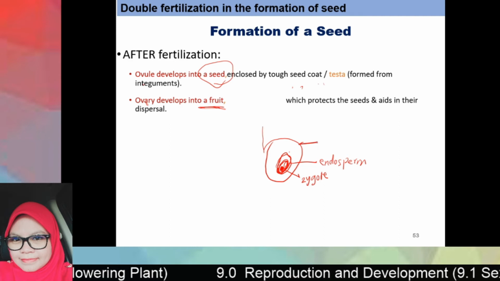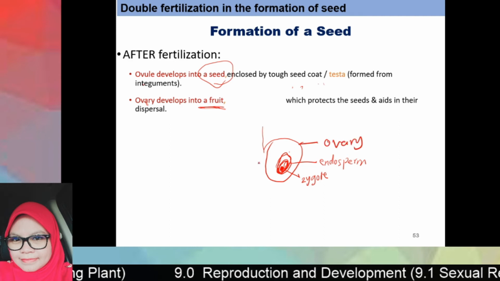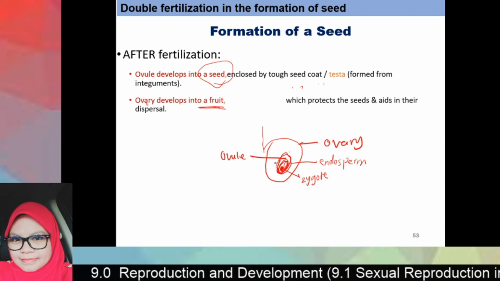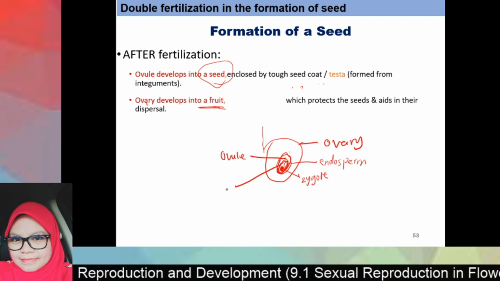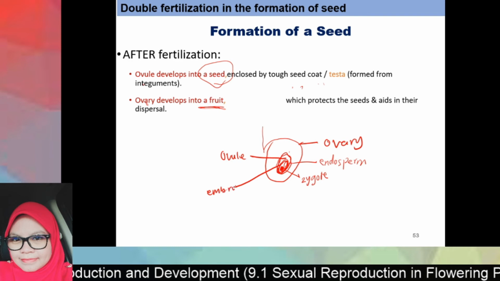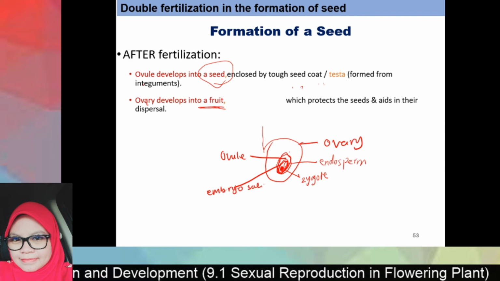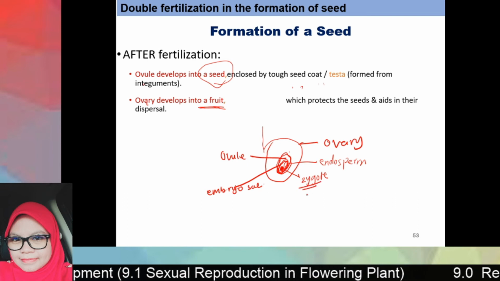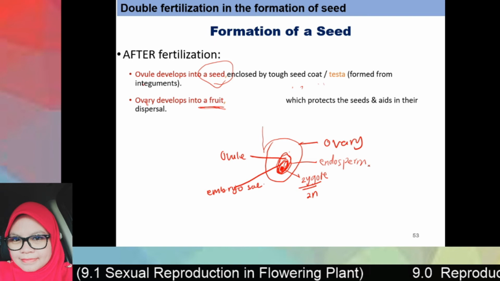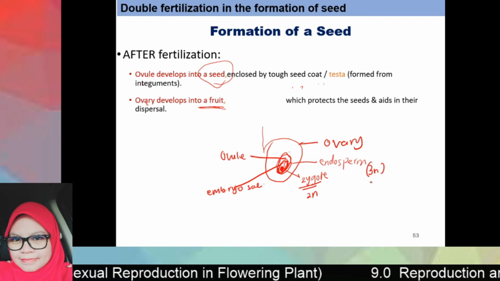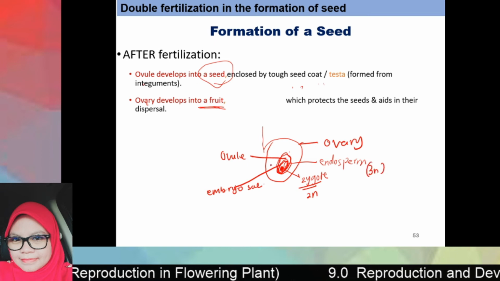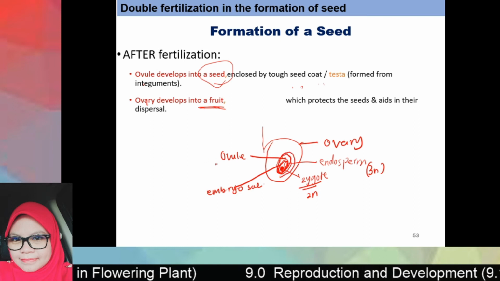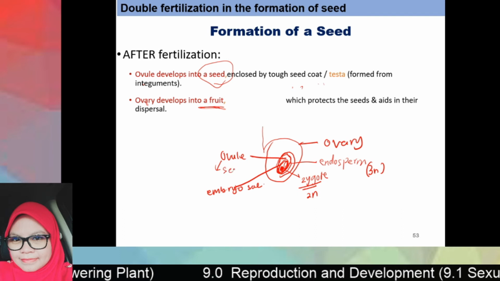Okay, so here is the ovary, and then here is the ovule. Then this entire structure is the embryo sac, in which double fertilization occurs to produce the zygote, which is diploid, and the endosperm, which is triploid. So as you can see, after fertilization, the ovule will develop into a seed.